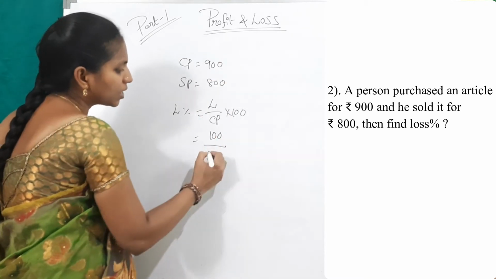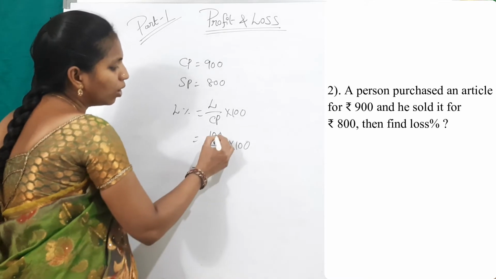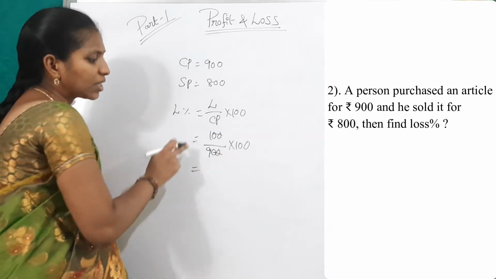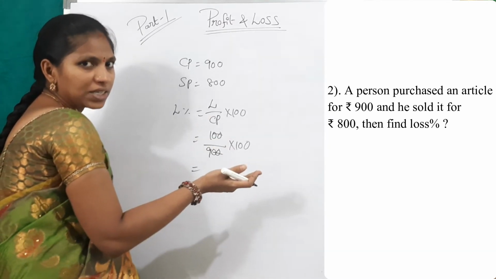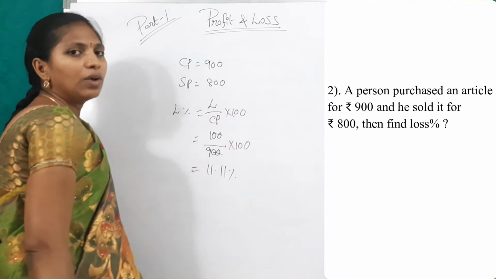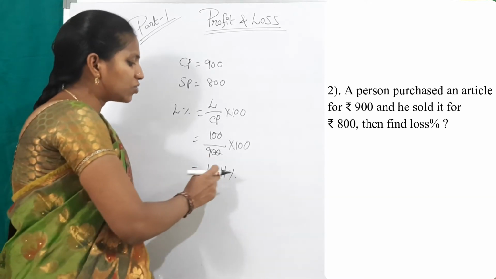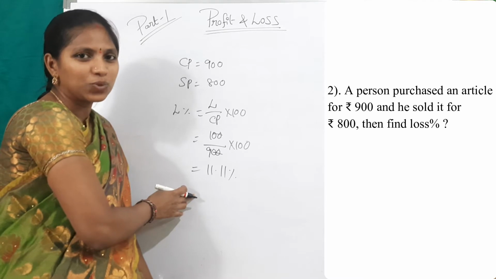Loss by cost price equal to 100 by 900 into 100. So what is the result? 1 by 9 into 100. Fraction value 1 by 9. Convert this into percentages. So what is the percentage value? 11.11 percentage. If you want this type of conversions, please do visit percentages part 1.